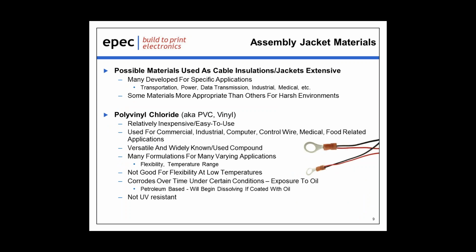One compound that is versatile and widely used is polyvinyl chloride, better known as vinyl or PVC. PVC is relatively inexpensive and very easy to use. There are many different formulations of PVC for the many varying applications, such as flexing applications, or those applications needing specific temperature ratings. PVC, however, is not good for flexibility at low temperatures, and it will corrode over time, such as when exposed to oil or petroleum products. PVC is an oil-based product and it will start to dissolve if left exposed to oil. PVC also does not survive well when it's exposed to sunlight or any type of UV radiation.